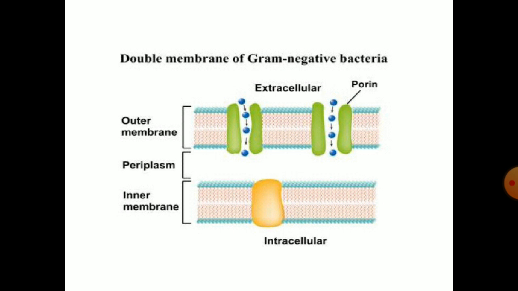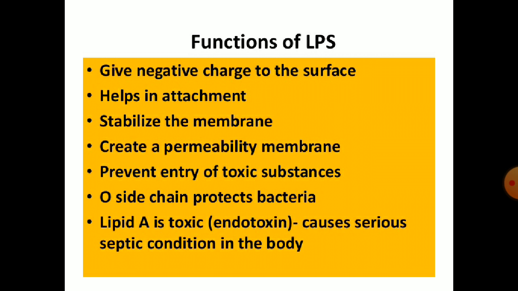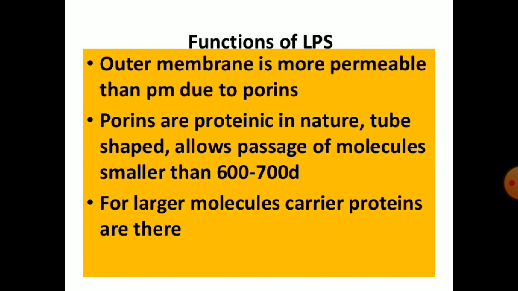This is the double membrane of the gram negative bacteria. The gram negative cell wall chemical composition: first is lipid A, next is the core polysaccharide, third is the O side chain. Functions of the lipopolysaccharide: gives negative charge to the surface, helps in attachment, stabilizes the membrane, creates a permeability barrier, prevents entry of toxic substances. The O side chain protects bacteria. Lipid A is toxic, that is endotoxin, and causes serious septic conditions in the body.